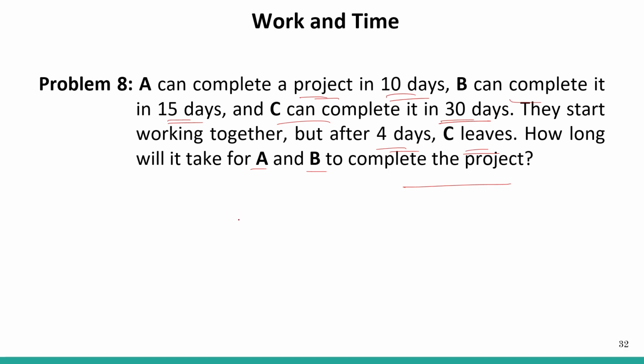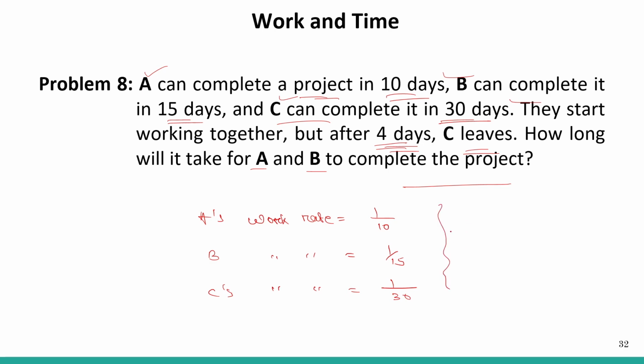What we need to do is calculate, for up to 4 days, their combined work, that is A, B and C. Their individual work rates: A's work rate is equal to what? 1 by 10. In a similar way, B's work rate is 1 by 15, right? And C's work rate is equal to 1 by 30.